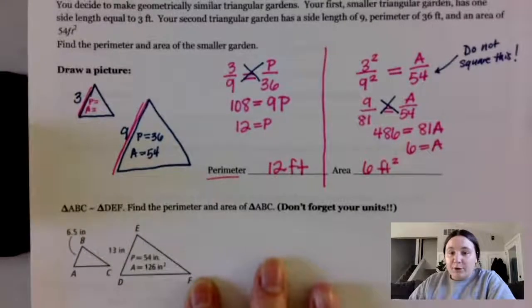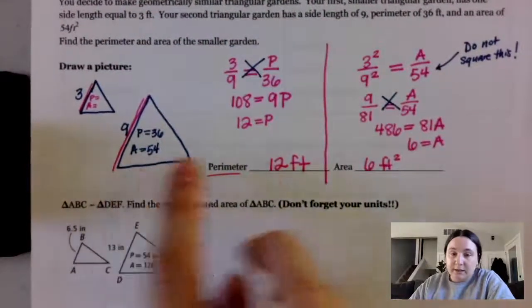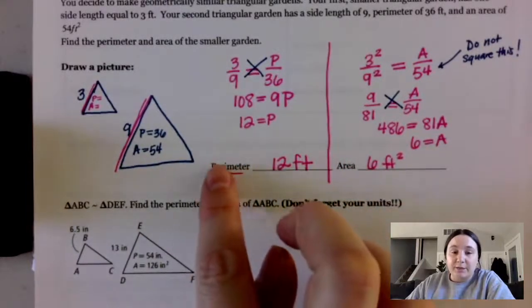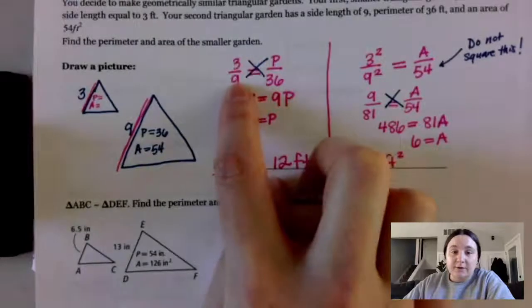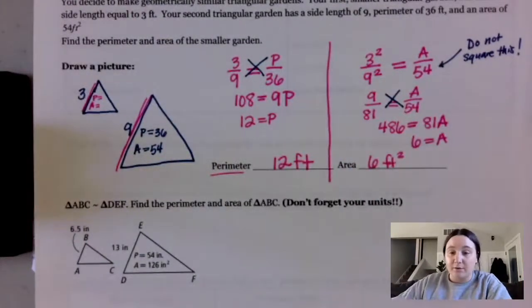So for these 3.0 ones, it's really important that if they don't give you a picture, you draw your own. And then make sure you use the correct ratio for each thing you're trying to find. When you're trying to use perimeter, you just do a side over the side. But when you're trying to use area, that's when you do the side squared over the side squared.